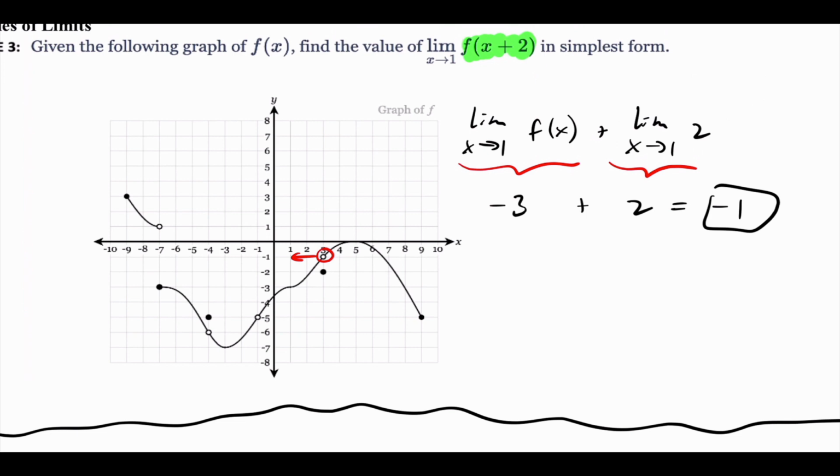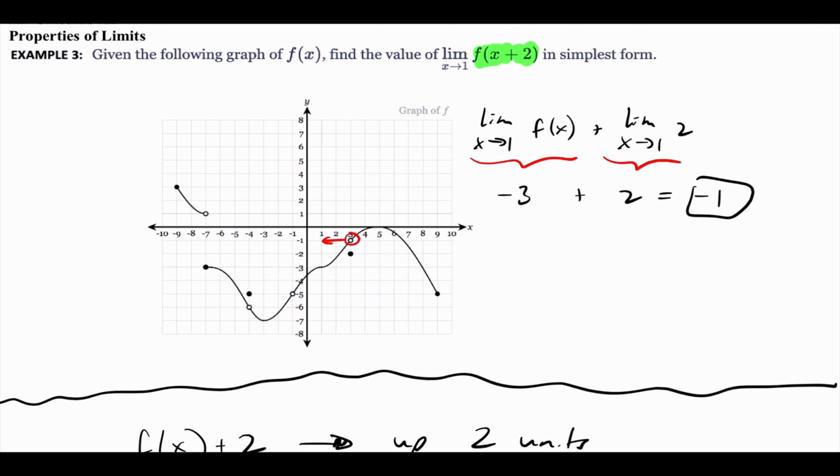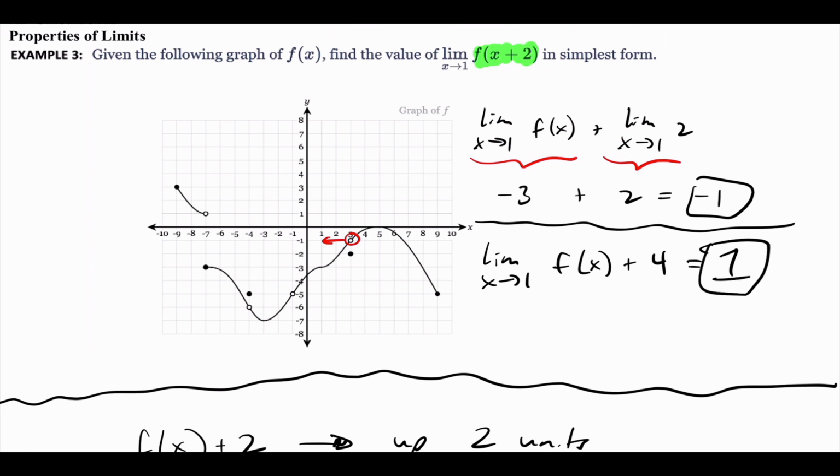So if the question said this instead, the limit as x approaches 1 of f of x plus 4, that means I'm moving every dot up 4. The limit at 1 was -3, right? That would go up 4 units. 1, 2, 3, 4. So it would be +1. Or you could split it up and find the limit, because that's essentially what I did. I found the limit and then I added. Either way works.